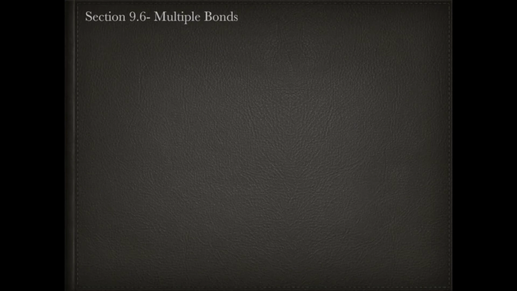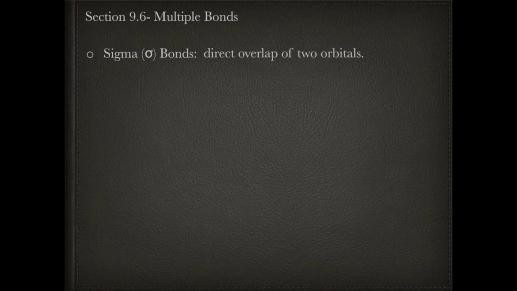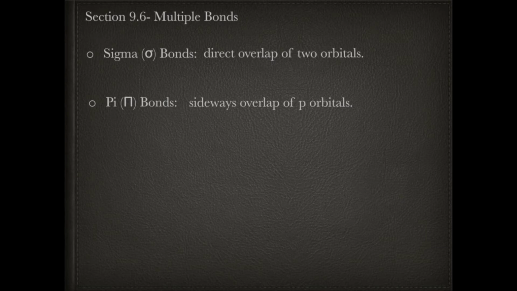The next concept I'm going to be talking about: we talked about single, double, and triple bonds, but there are actually different bonds that are involved in those single, double, and triple bonds. First, you have sigma bonds. Sigma bonds form when you have an overlap of 2 orbitals, and I'll show you a diagram in just 1 second. Pi bonds actually result from a sideways overlap of p orbitals.